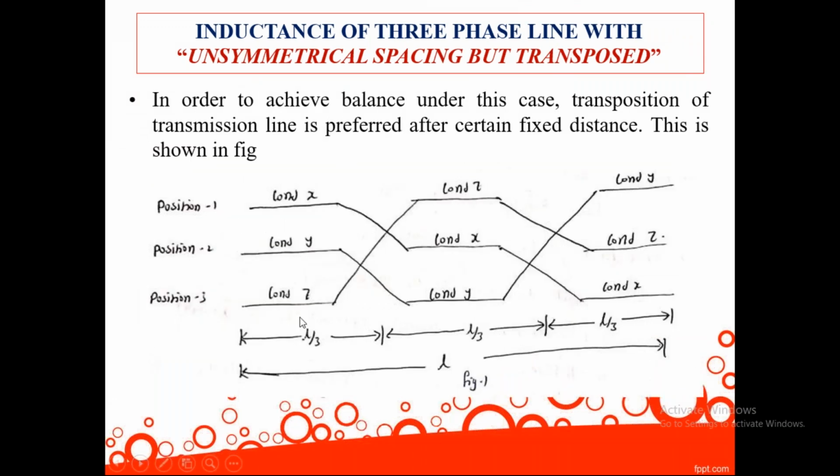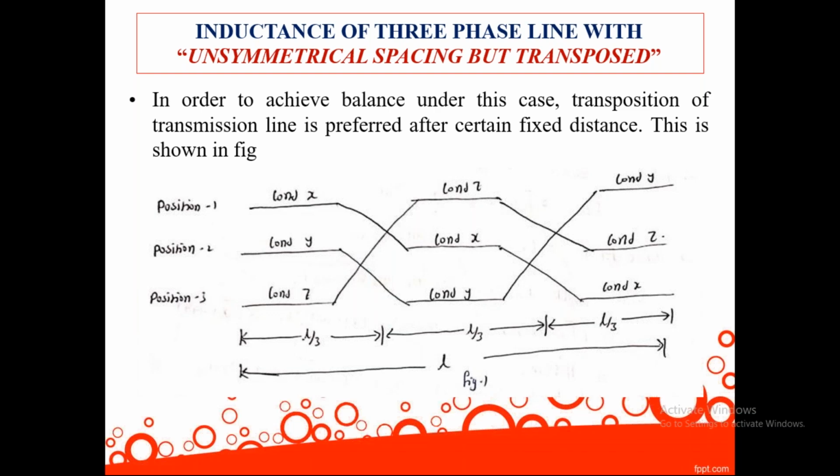Next, this is the arrangement of transposition, that is R, Y, B conductors, and with respect to the positions, this position will be changed at a certain distance L by 3. It will take three parts, and the three parts will be divided into L by 3, L by 3, L by 3. So this transposition will occur at equal distance.